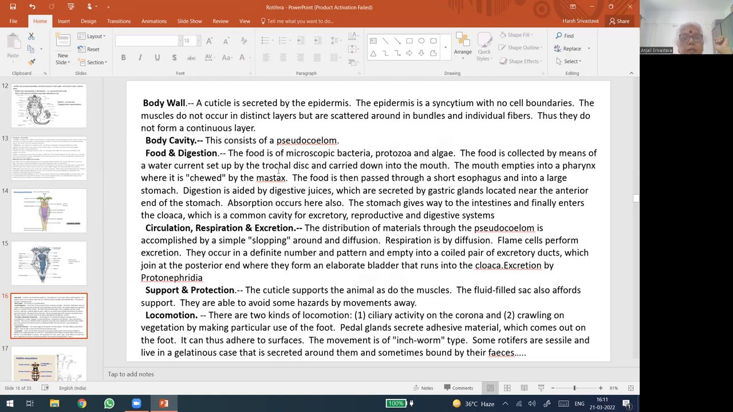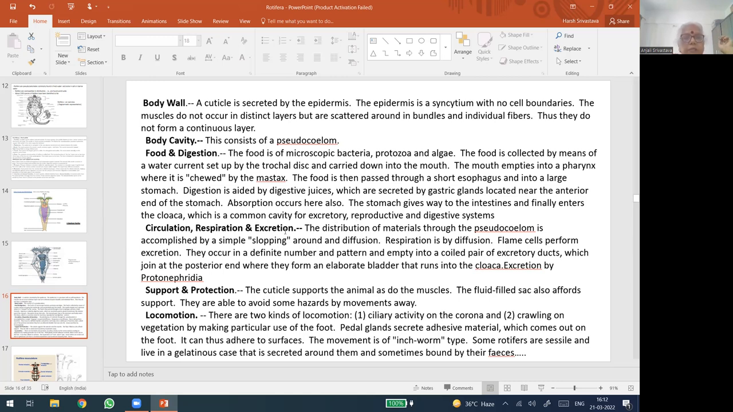The food is chewed with the help of the mastax, and passed through the short esophagus into a large stomach. Digestion is aided by digestive juices secreted by gastric glands located near the anterior end of the stomach. Absorption occurs here and in the region of the intestine also. The stomach gives way to the intestine and finally enters the cloaca, which is a common cavity for the excretory, reproductive, and digestive systems.